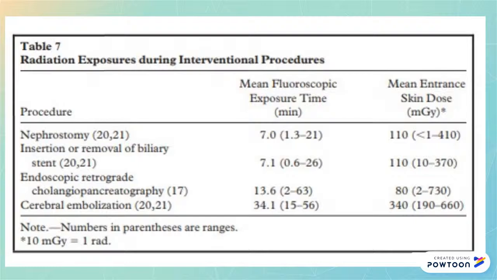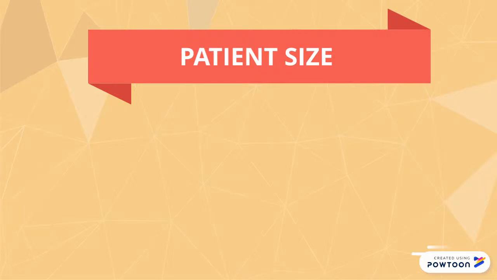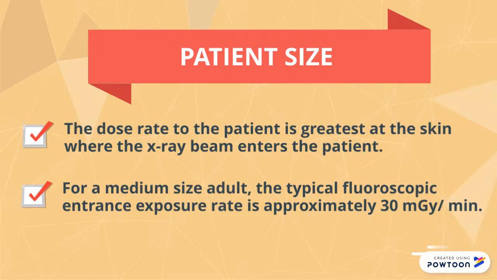The second type of examination is interventional procedures. For example, in nephrostomy, the mean entry skin dose is 110 mGy, but in cerebral embolization, the mean entry skin dose is 340 mGy. The second factor is patient size. The dose rate to the patient is greatest at the skin, where the X-ray beam enters the patient. For a medium-sized adult, the typical fluoroscopic entrance exposure rate is approximately 30 mGy per minute.